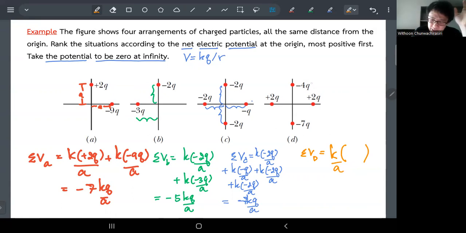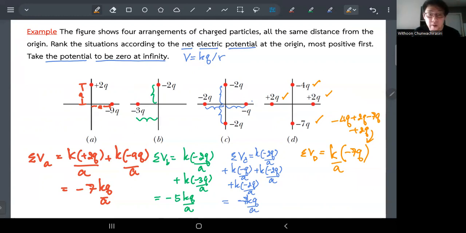So I can just take negative 4 plus 2, negative 7 plus 2. I get a total of negative 7Q. That comes from negative 4Q plus 2Q minus 7Q plus 2Q. Everything gets to negative 7Q. All right, and that's it. Those are the potentials from these 4 arrangements.